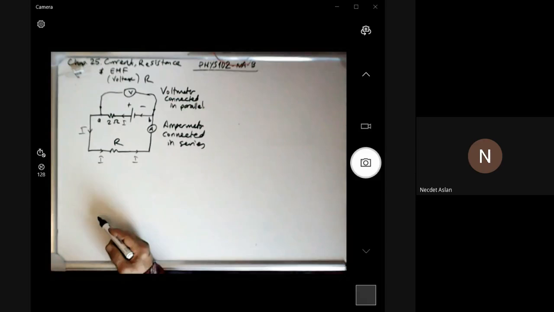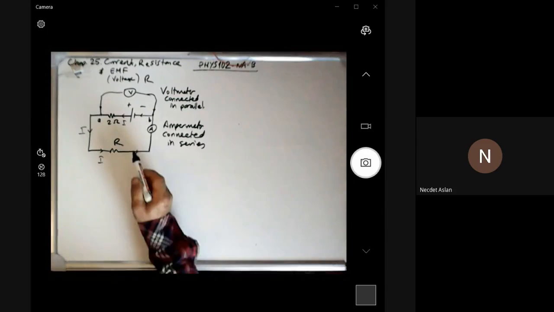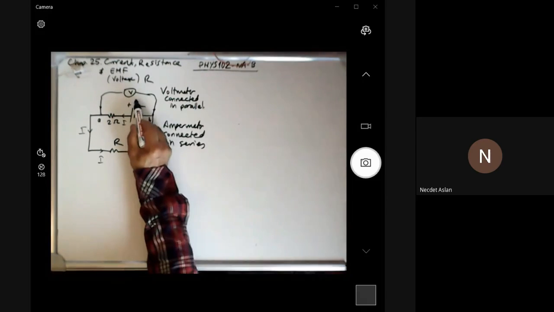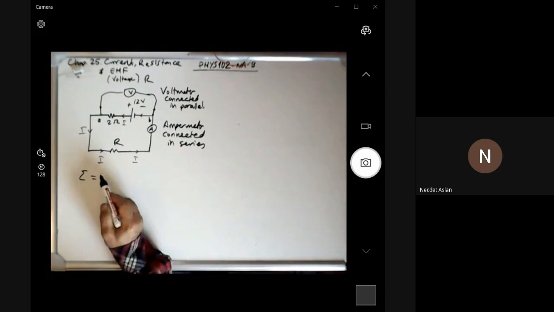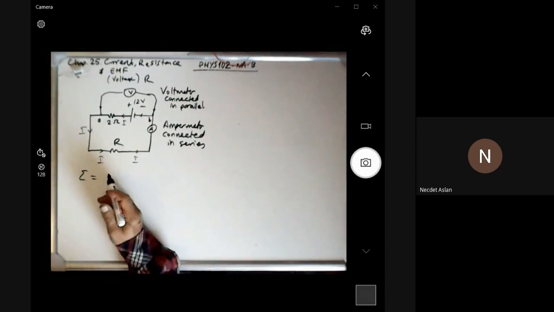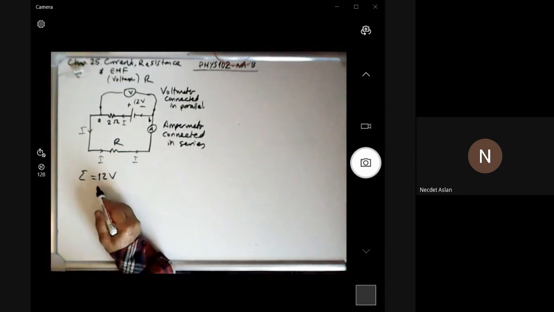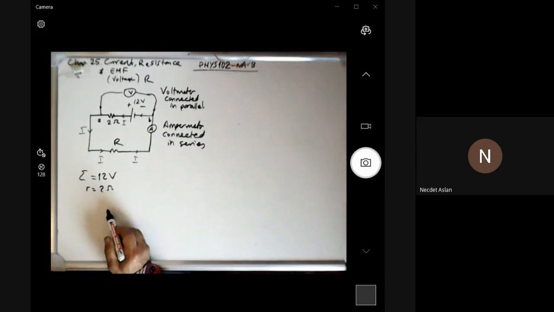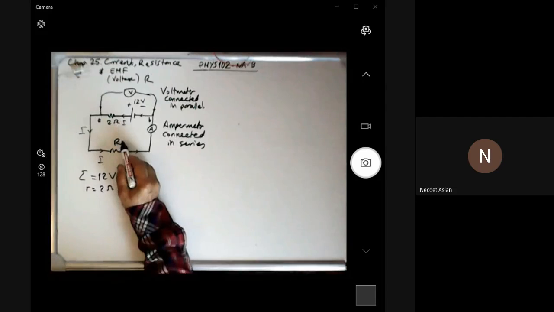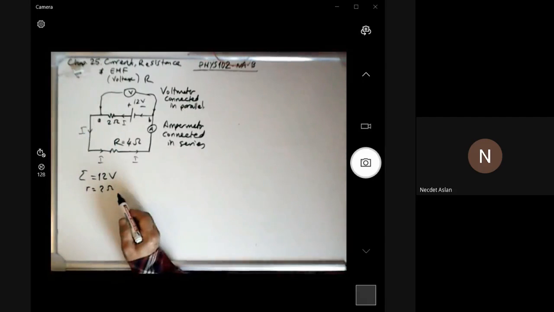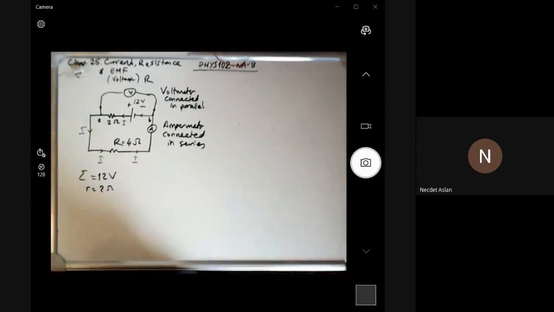This is the current. Now, this electromotive force is given as 12 volts. So the electromotive force, or the battery voltage, or the battery that you buy from the market, is giving you 12 volts, let's say, and the internal resistance is 2 ohms. Okay, and the resistance that they connect is 4 ohms. What are the voltmeter and ammeter readings, V_AB and I?